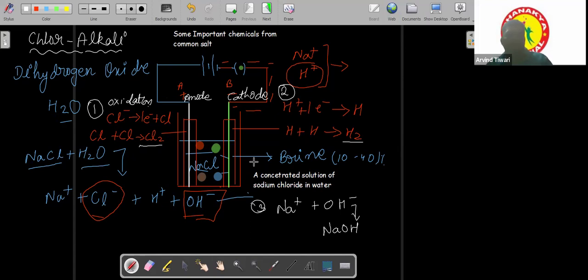Got it? You can use KCl also. If you use KCl, you will be getting KOH. But then you need to find where you are going to find KCl. Got it? Yes, sir. Everyone is clear about this process?